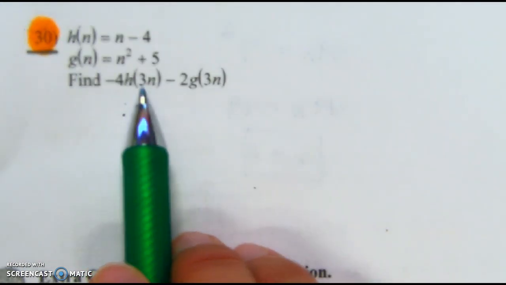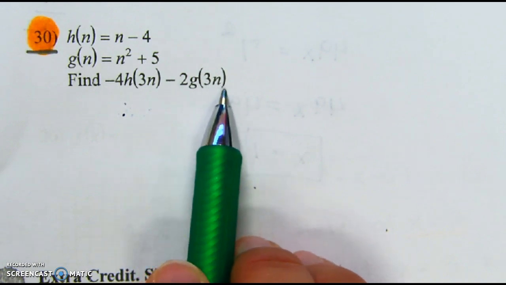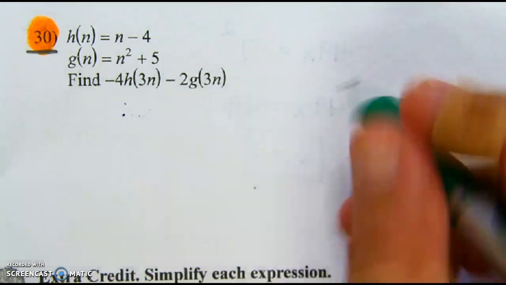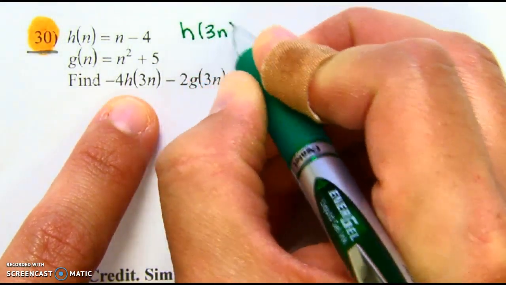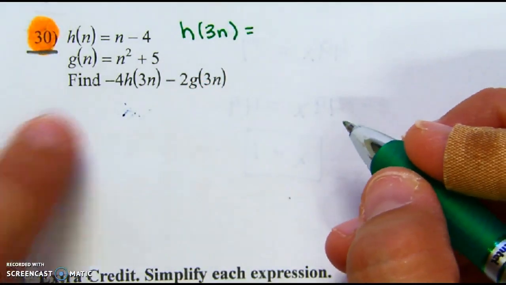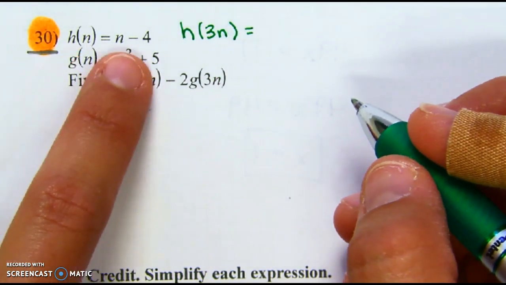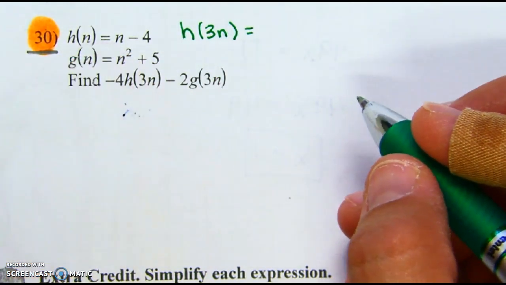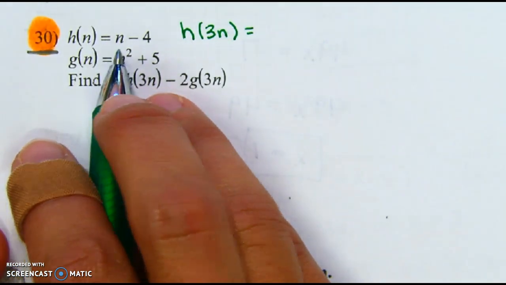So this says find negative 4 times h of 3n minus 2 times g of 3n. So what we really need to find first is h of 3n and g of 3n. So I'm going to do that first. Okay. So h of 3n, the n here was replaced with 3n on the left side, so I'm going to replace the n on the right side with 3n.